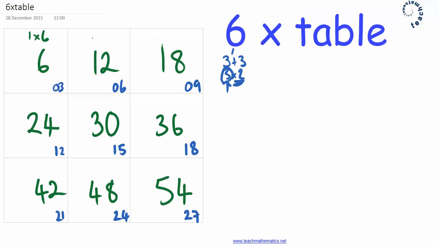1 times 6 is 6. 2 times 6 is 12. 3 times 6 is 18. All the way down to 9 times 6. The last one we need is 10 lots of 6.